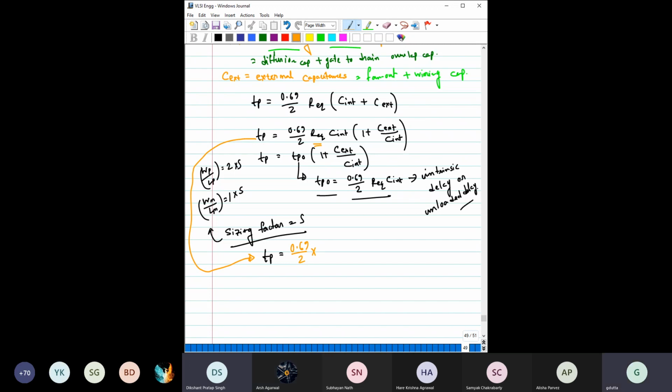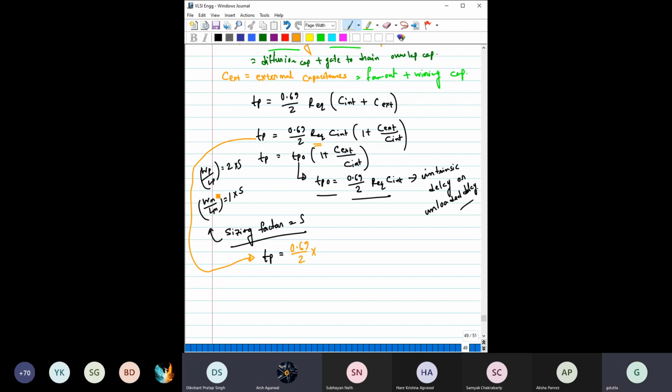Is R equivalent not dependent on ID? Yes, sir, I'm coming to that. Is ID not dependent on W? Sir, but in ID the formula was like W by L, right? Right, dependent on the W by L ratio. So what about L? I already told you, for a particular technology node, L is constant. So that way this L is not changing.